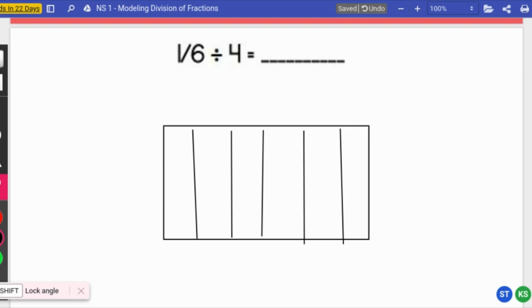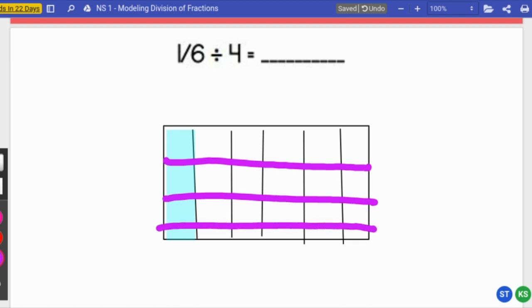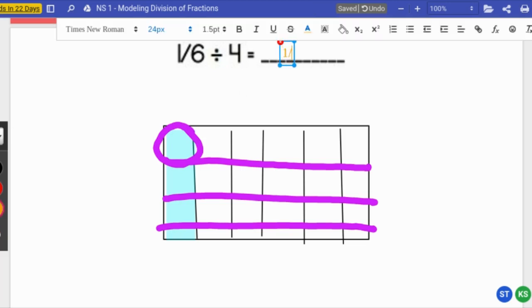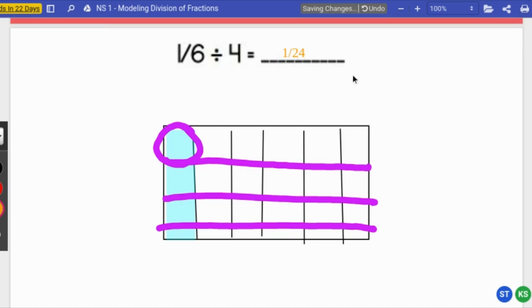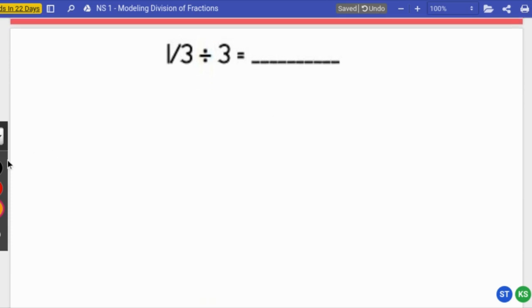Okay, so I have drawn my whole and divided it into 6. I only have 1/6 of the whole, so I'm going to go ahead and shade in that 1/6 right here. And then I'm going to divide it into 4 groups. And then I'm going to look at how many is in a group. So I have 1 piece in my group, but my whole is now divided into 24 pieces. So each of those pieces represents a 24th of the whole. So 1/6 divided by 4 is equal to 1/24th. Pause the video and try 1/3 divided by 3 on your own.